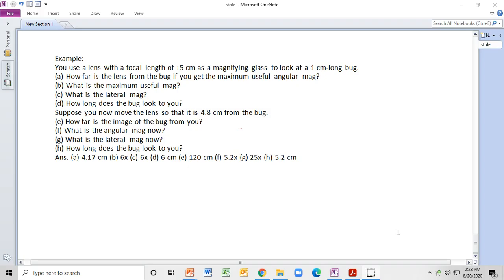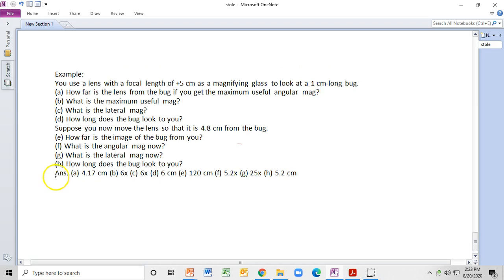Okay, so I've switched over to my notebook here, and here's the example problem we're going to look at. Suppose you have a lens with a focal length of plus 5 centimeters. You're going to use it as a magnifying glass, and we're going to look at a bug, let's say, that's 1 centimeter long. The first question is, how far is the lens from the bug if you're using this to get the maximum useful magnification?